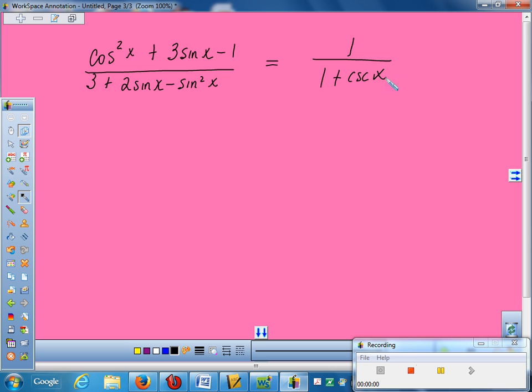If the left side's all in sine and cosines, wouldn't it kind of make sense we might as well get the right side in sine and cosine? So yeah, that's probably not a bad idea. What can I do to a cosecant?